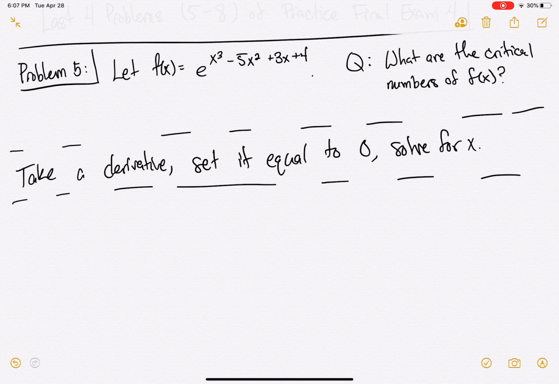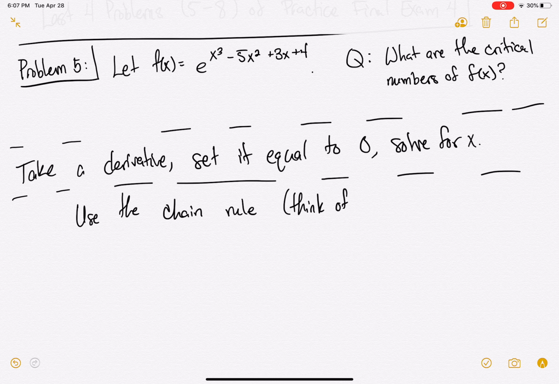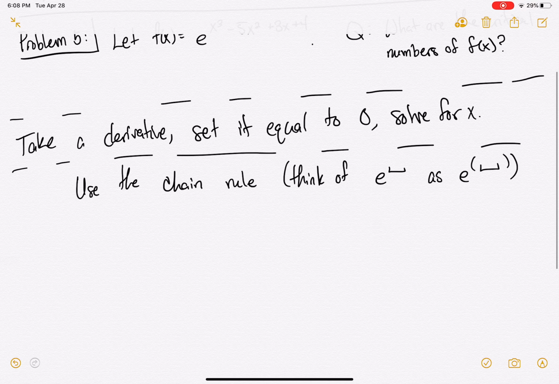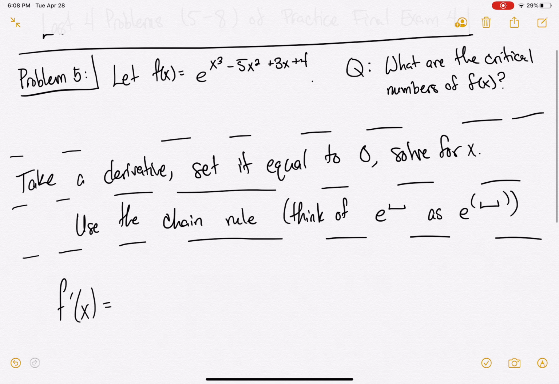What sort of rule are we going to be using? It's not too difficult. We're going to use the chain rule. Think of e to something as e to the parentheses of that thing. And then there's your parentheses for inside and outside. All right. F prime is going to be derivative of the outside. Derivative of e is still e. Leave the inside the same.